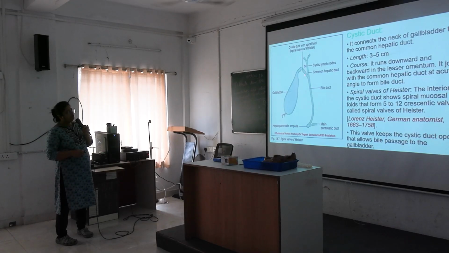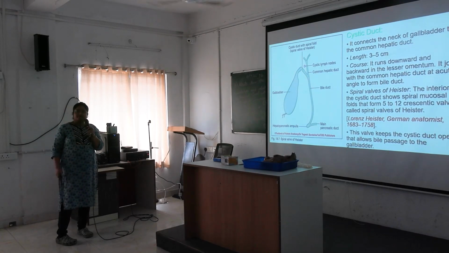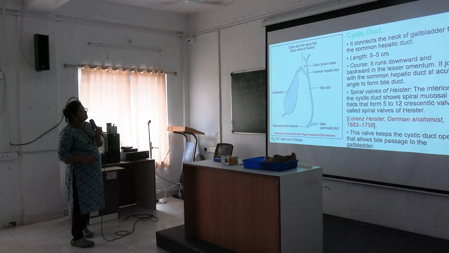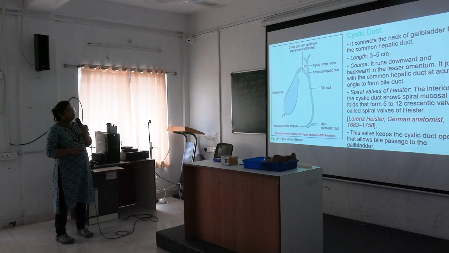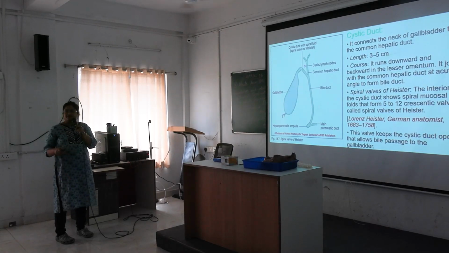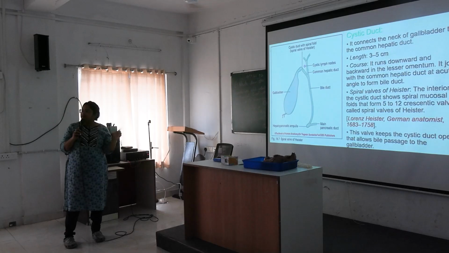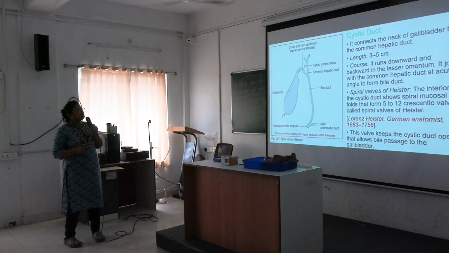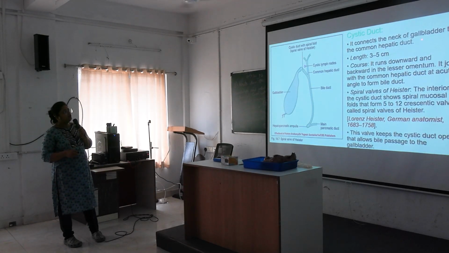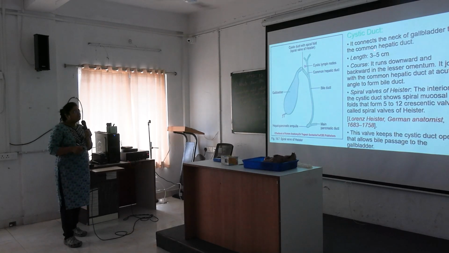See, here are the spiral foldings in the cystic duct, and here will be the Hartmann's pouch. These spiral foldings are also known as spiral valve of Heister. So there is a valve present in the cystic duct, spiral valve of Heister. Cystic duct connects the neck of gallbladder to the common hepatic duct. Length is about 3 to 5 cm.